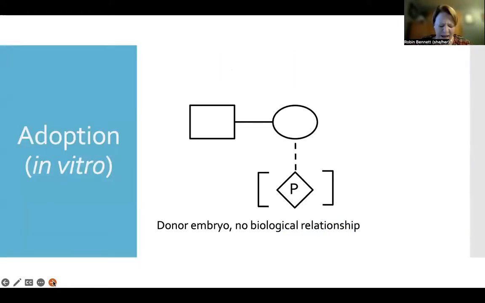So on this slide, the P in the middle of the diamond stands for pregnancy, in case you're not familiar with that. This shows a couple where the woman has carried the pregnancy. She has no genetic relationship to that pregnancy, but she does have a biological relationship to the pregnancy because she's carrying it. So this would be a couple where she's been impregnated with a donor embryo. There's no genetic relationship in that embryo. So basically it's an adoption of that embryo. I know that's kind of a confusing concept. Next slide.